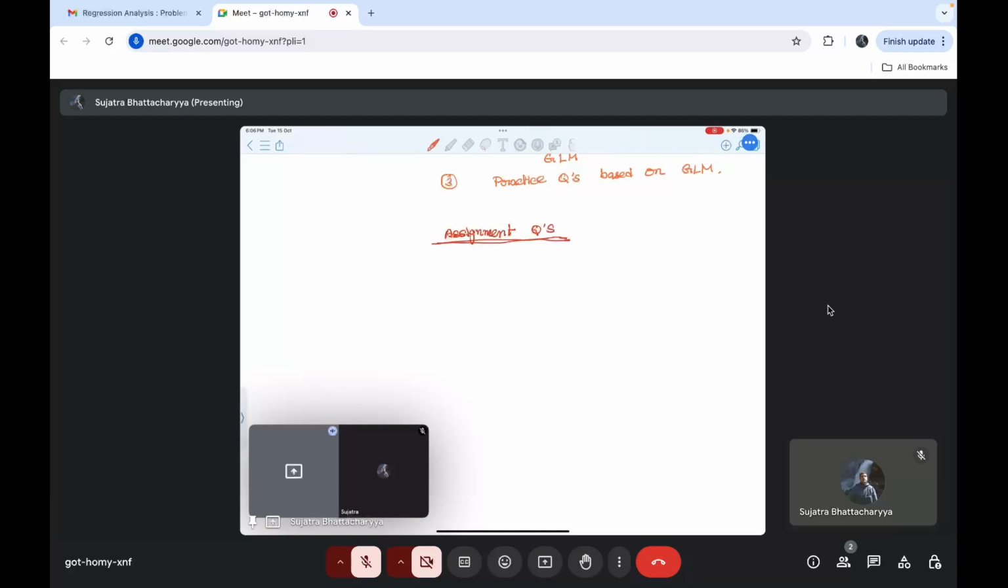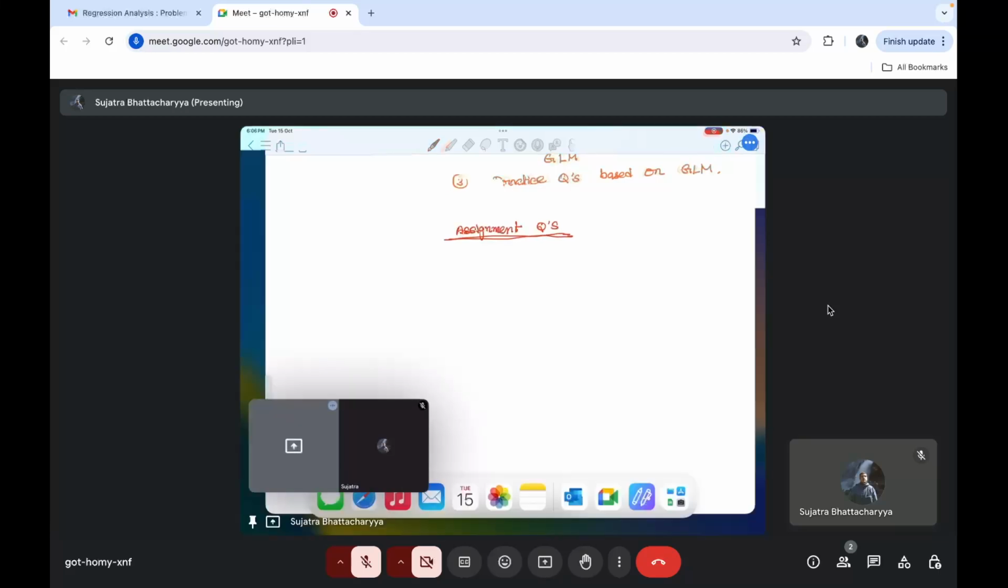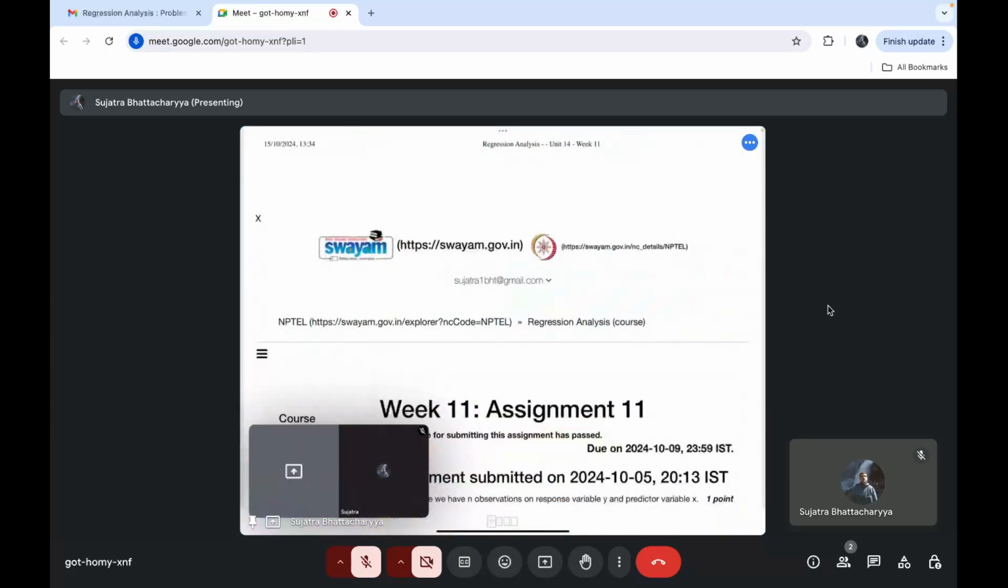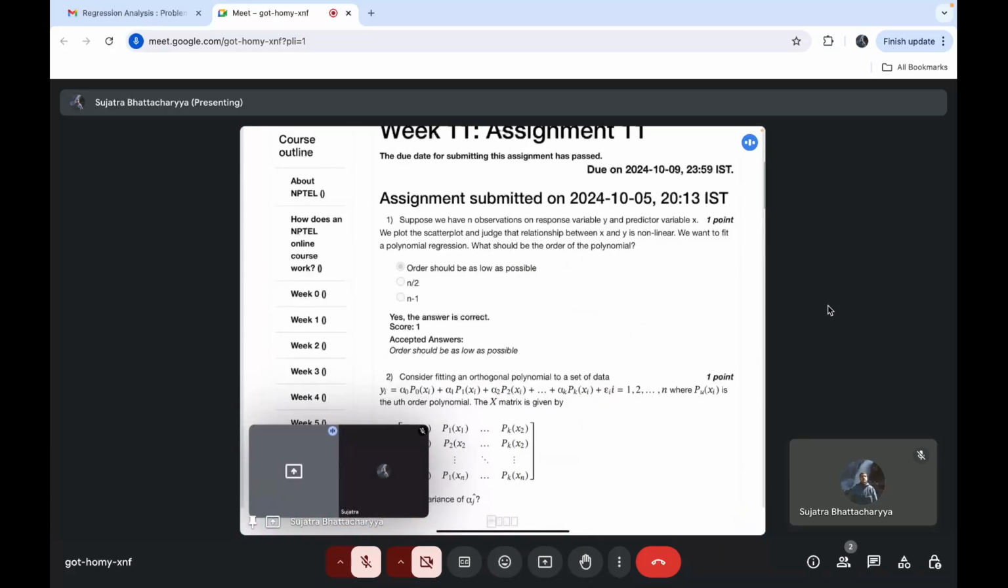All right. So let's look at the first question. This is the week 11 assignment. The first question is: suppose we have n observations on response variable y and predictor variable x. We plot the scatter plot and judge that the relationship between x and y is nonlinear, and we want to fit a polynomial regression. What should be the order of the polynomial?